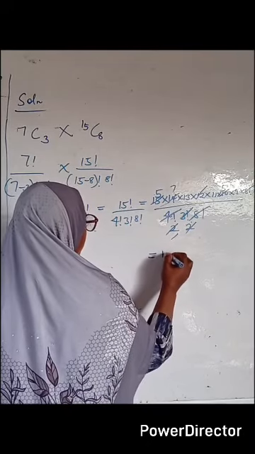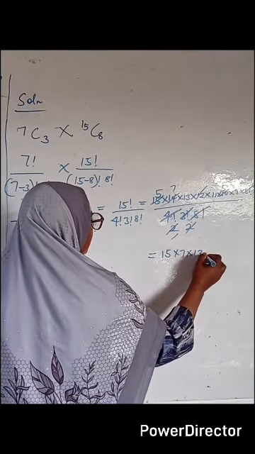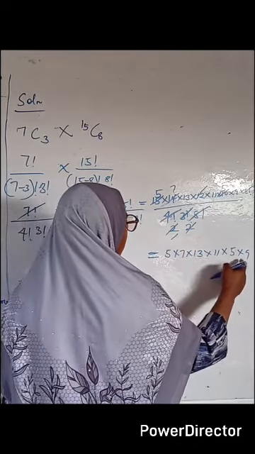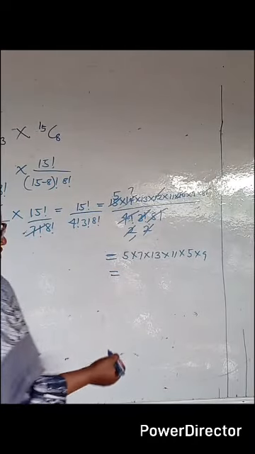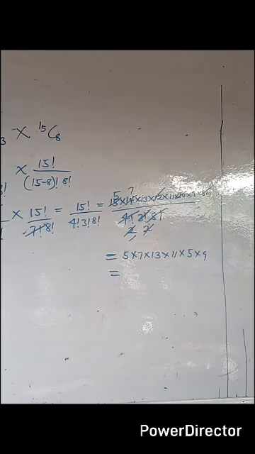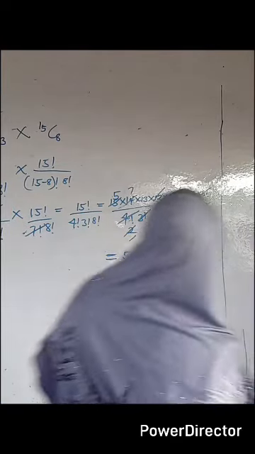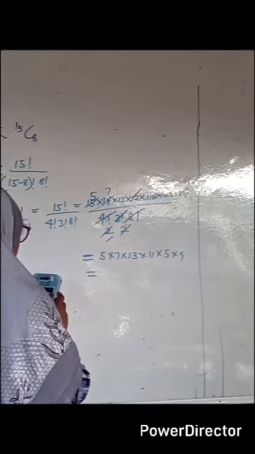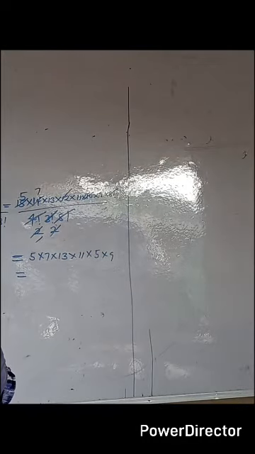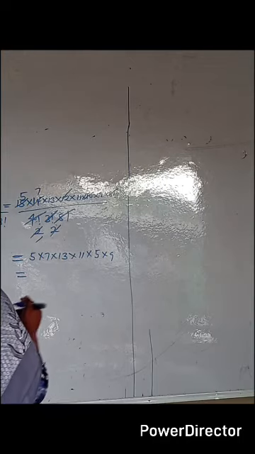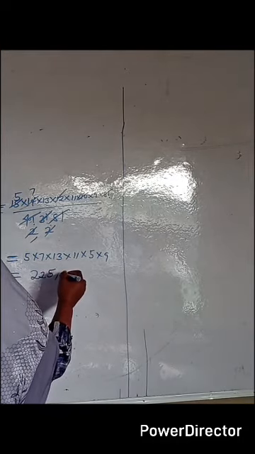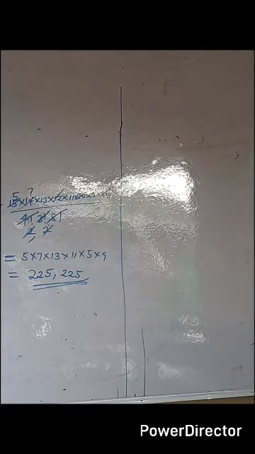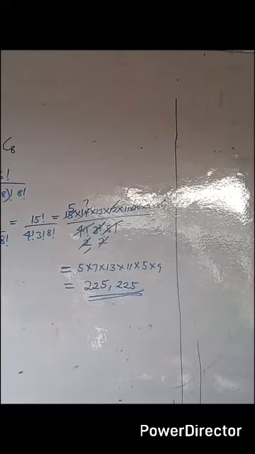So at the end of the day, you can say you have 15 times 7 times 13 times 11 times 5 times 9. And that will give us what? That will give us 5 times 7 times 13 times 11 times 5 times 9. That's 225,225. So that's if there are no restriction.